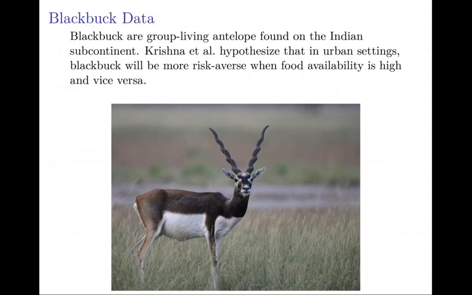We're going to be talking about blackbucks. They are group-living antelopes found on the Indian subcontinent. The paper that I just showed hypothesized that in urban settings, blackbuck will be more risk averse when food availability is high and vice versa. And they're pretty cool animals. Sadly, we did not see one.